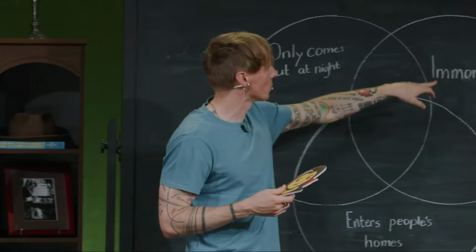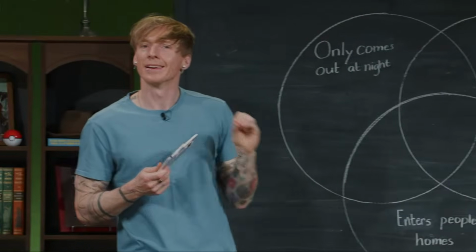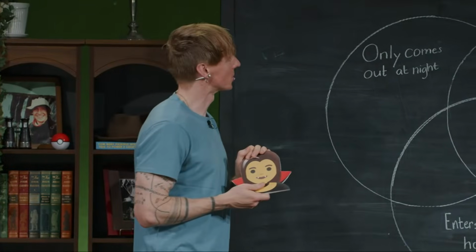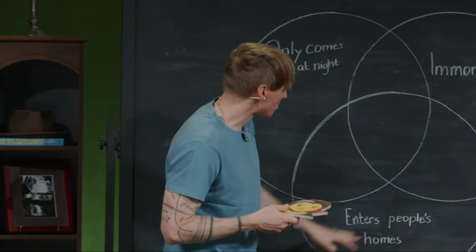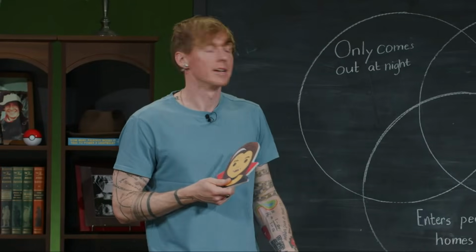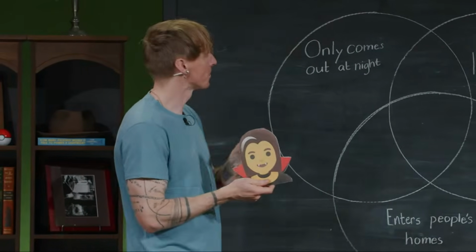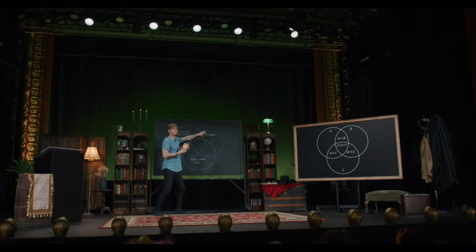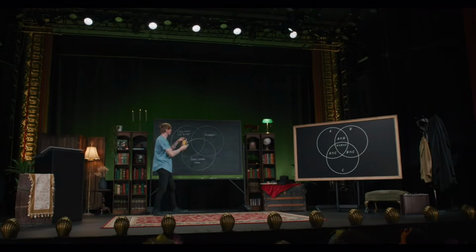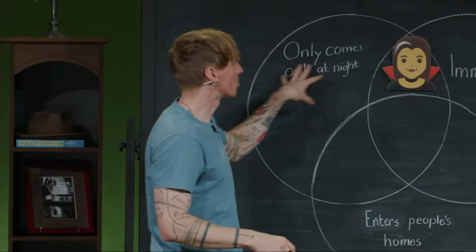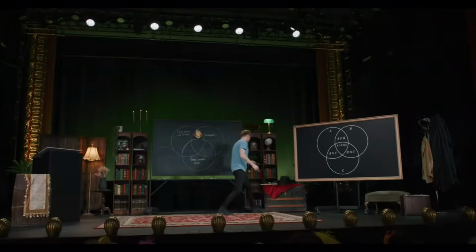But vampires are also immortal. Again, one of the defining characteristics of a vampire is being immortal. Do they enter people's homes? Doesn't feel like that's one of their main traits. So I'm tempted to say the vampire only comes out at night and is immortal. So both of those properties are true. So I'm going to place the vampire there in the intersection between those 2 sets. OK, what have we got next?